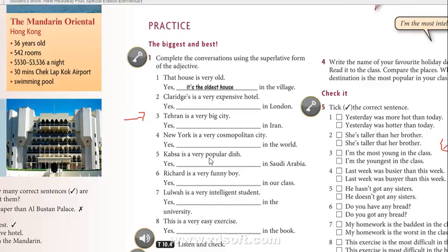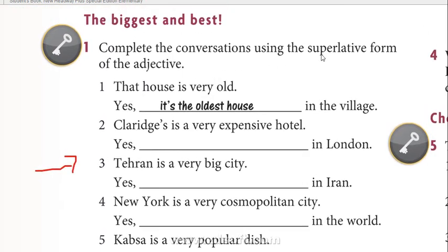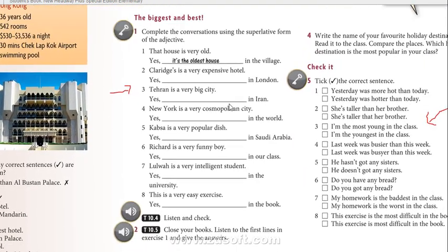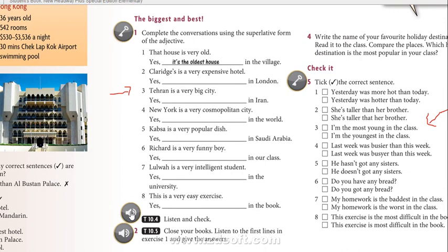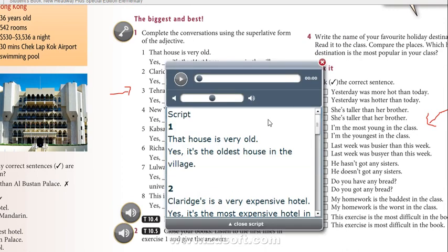We move on to some questions and practice them. Question number 1 on page number 77, the biggest and best. Complete the conversation using the superlative form of the adjective. So we have to complete the conversation. There is a listening audio as well, so listen to the audio and answer question number 1.